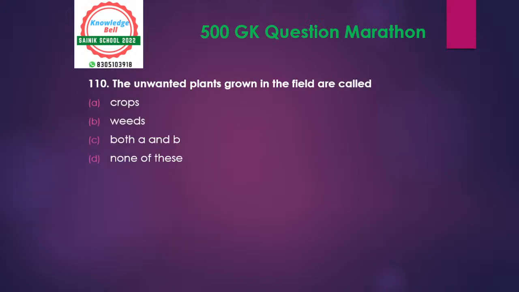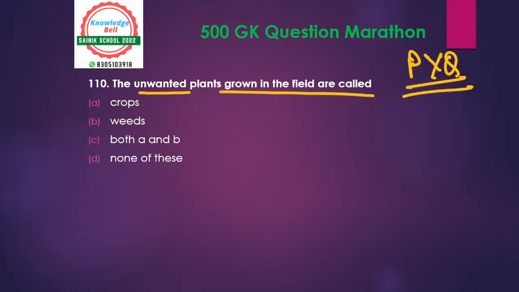Correct, Roshan. Question number 110. The unwanted plants grown in the field are called. Again, a previous year question that has been asked in exams. The unwanted plants which are grown in the field, what are they called? Crops, weeds, both, or none of these.